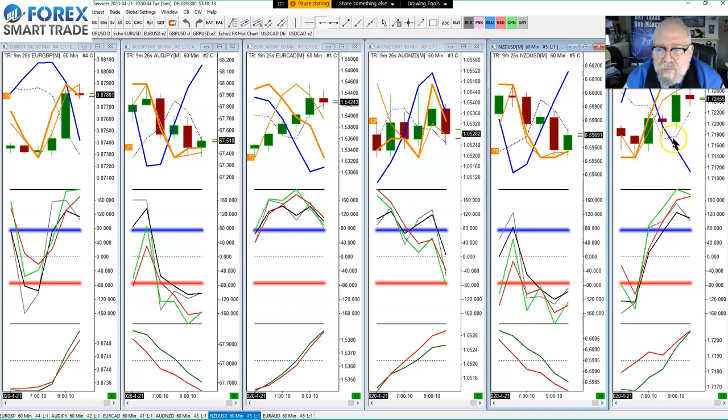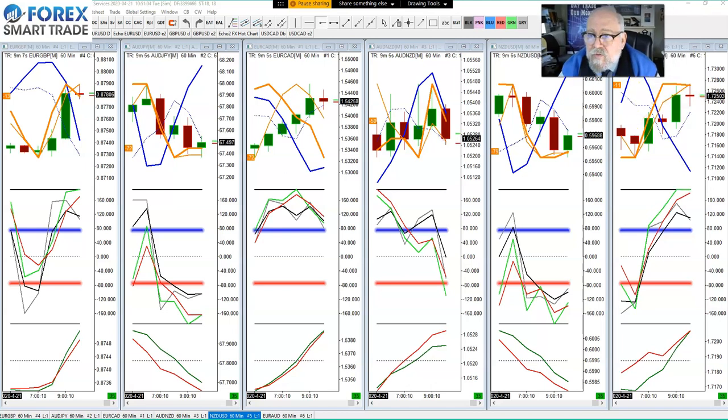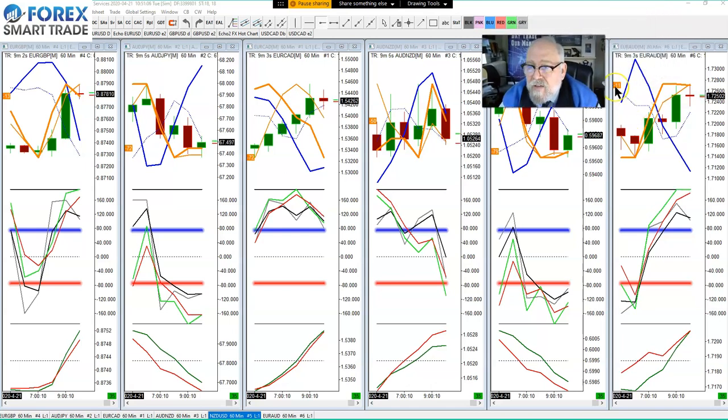In terms of a 10-point trade, nothing. Minus 13 isn't close enough. Minus 12 isn't. Minus 12 is close. Minus 11. I don't know if you can see it here. Let me move this guy out of the way. Let me move him over. So minus 11. That's pretty close.